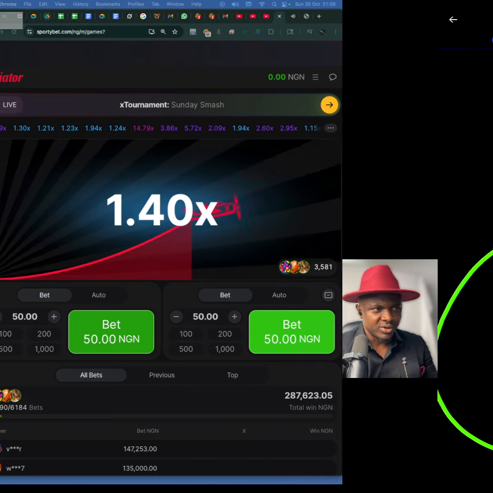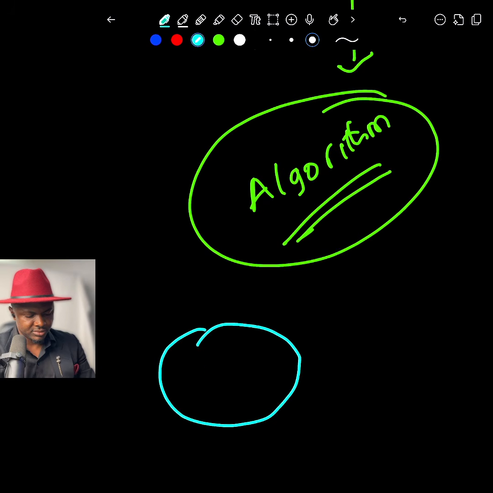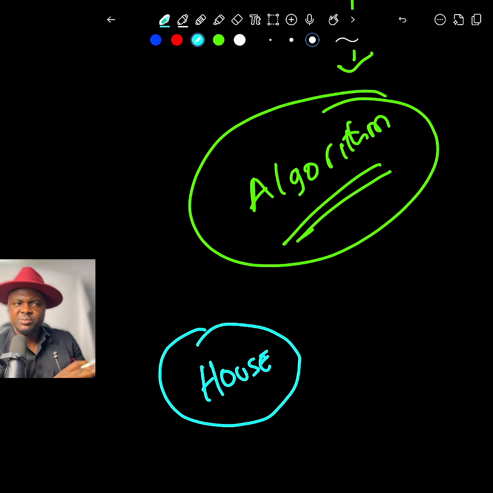So now the algorithm, we're going to look at it from two sides. We're going to start from the side that matters. The house. This betting company, the ones getting the license, how do they make money from Aviator? How do they profit? Now, they profit each time a particular game ends. Whatever is gotten as a balance, they get a commission for that.